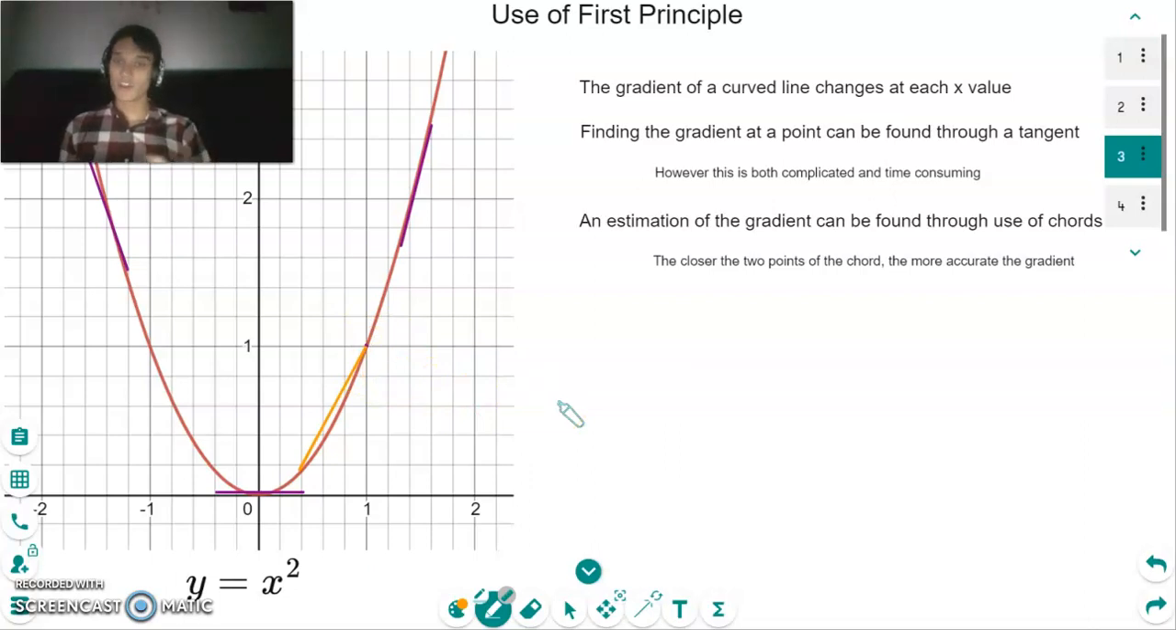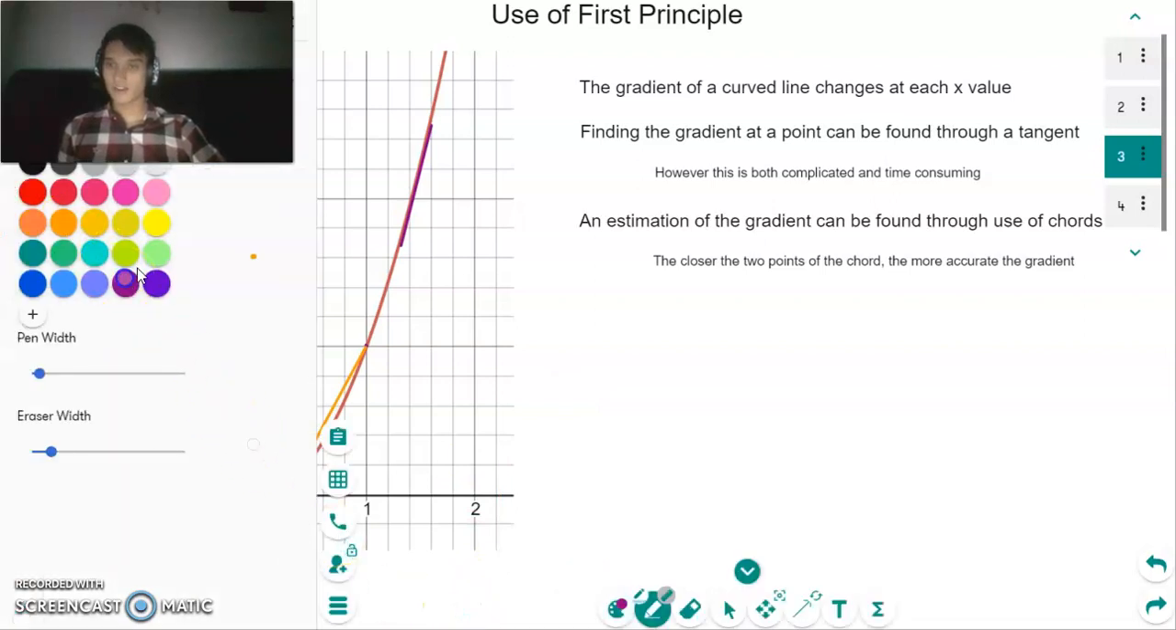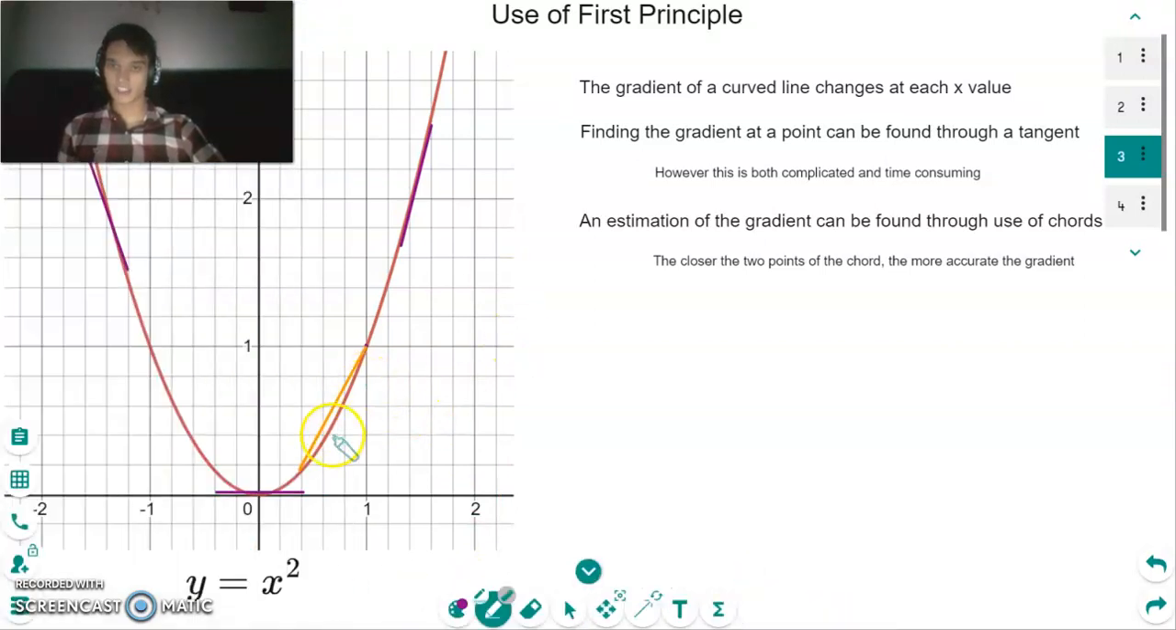And this chord can be used to estimate the value of the gradient. If I draw a tangent here, which can be used to find an accurate version of the gradient, we can see that it's not the same as the tangent. It is just an estimate of the gradient at this point 1. It's not going to be completely accurate, but it will show an estimate of it.